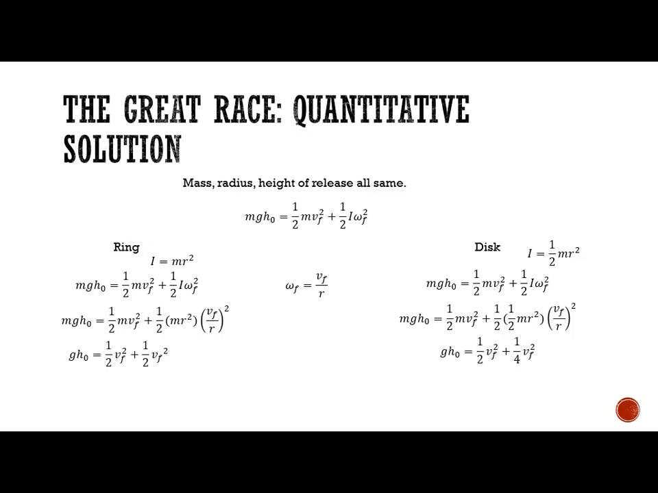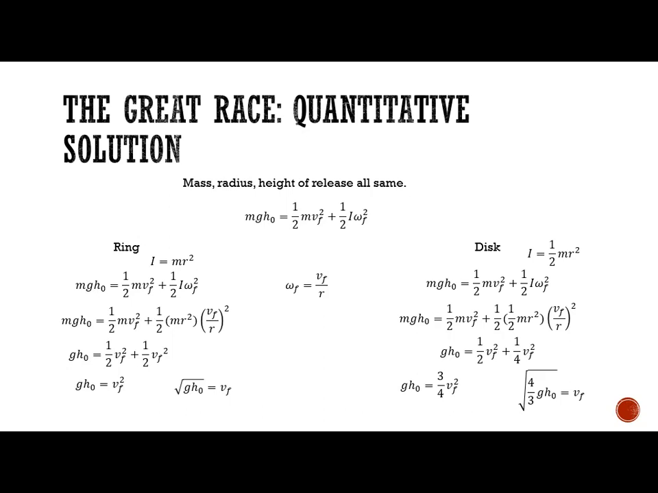If we actually simplify those down, I'm dividing m out of everything because m is in all of the terms in all the equations. The r squareds cancel, and so you get gh initial equals 1/2 v final squared plus 1/2 v final squared for the ring, or 1/2 v final squared plus 1/4 v final squared for the disk. So what's true about the ring is that gh initial equals v final squared. For the disk, gh initial equals 3/4 of v final squared.